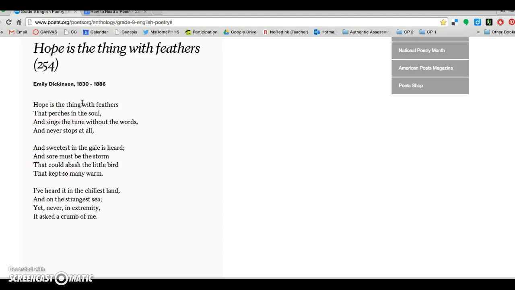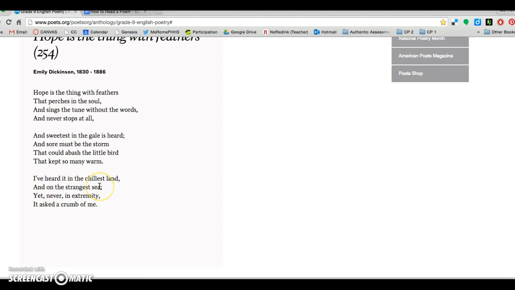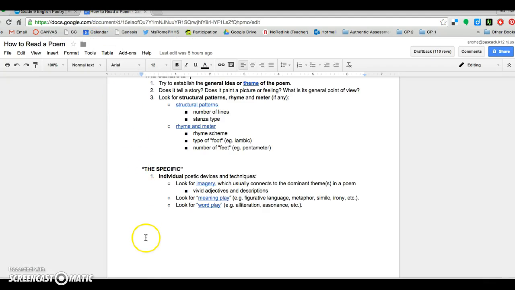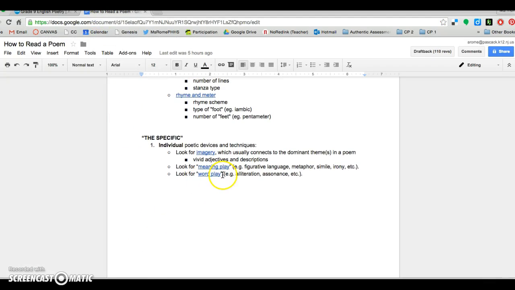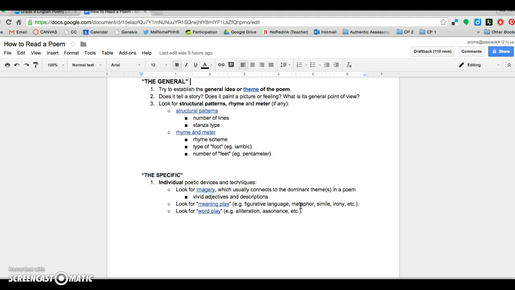Without the words, there's a little bit of alliteration with your W's. Let's see, sweetest and sore. Okay, the strangest sea. Right, so we do have a little bit of alliteration here and metaphor. Look for wordplay. And that was the alliteration, any assonance, anything like that.